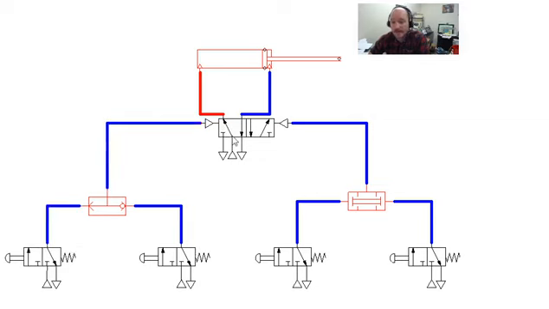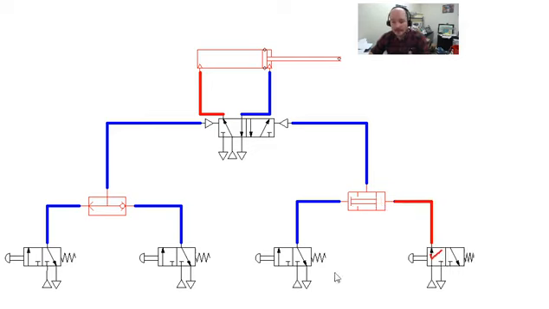Now to get this back, what I have to do is activate both of these at the same time. So if I push this one, the air comes through and gets blocked. If I push this one, air comes through, gets blocked here. So I have to push them both at the same time.